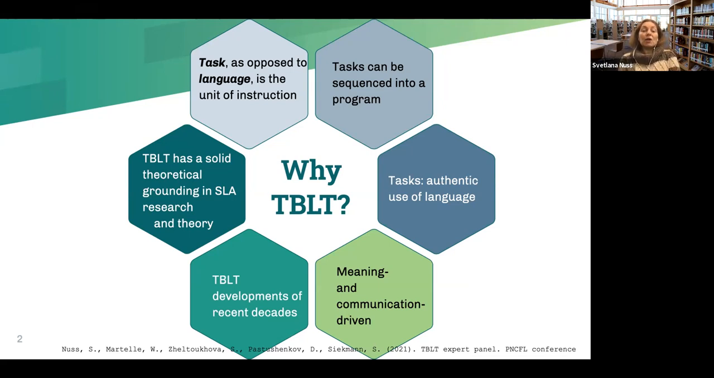Task-based language teaching has a conference that started in the last 15 years. I believe we have had seven conferences to date. It's a biennial international conference that's moving from Europe to the United States to Australia, to different parts of the world, to Asia. So that gives you an idea of the scale of this enterprise. TBLT has a solid theoretical grounding in second language acquisition research and theory.